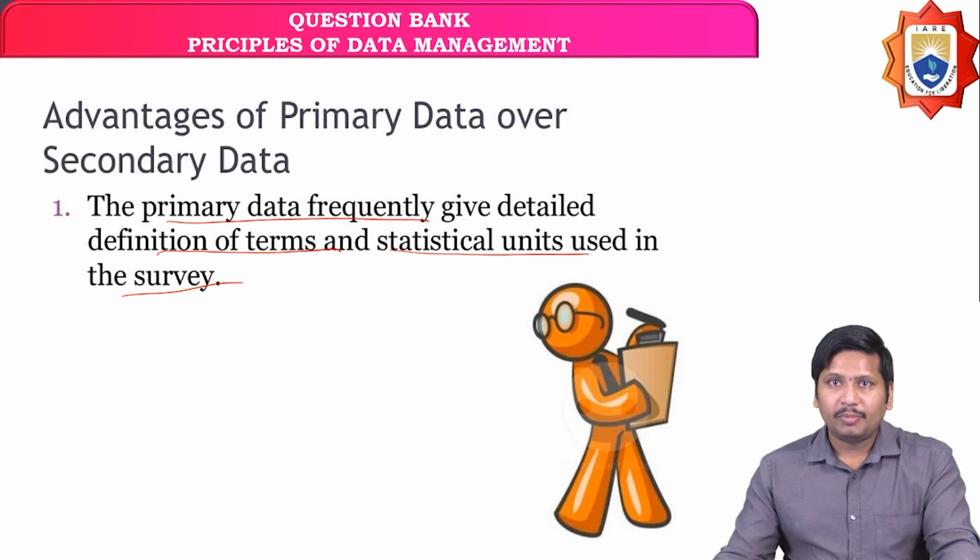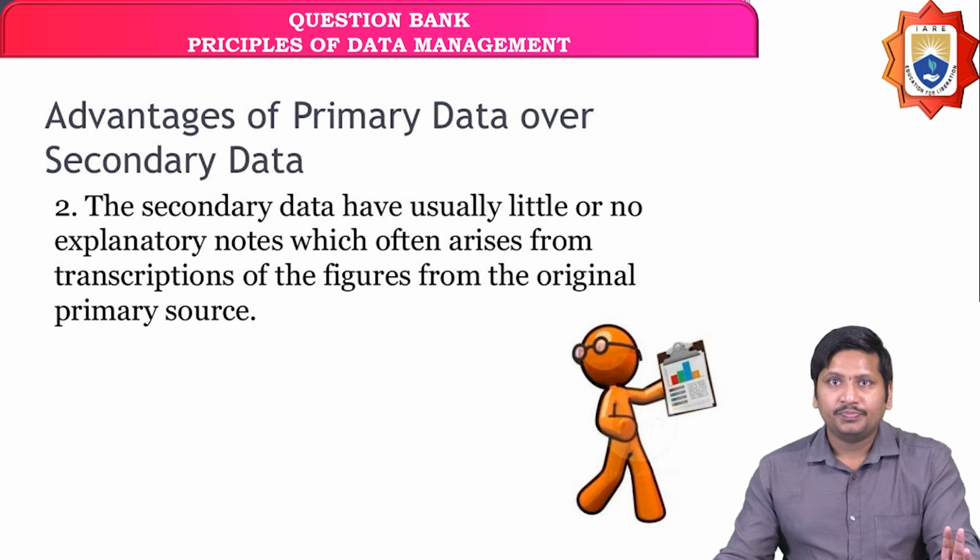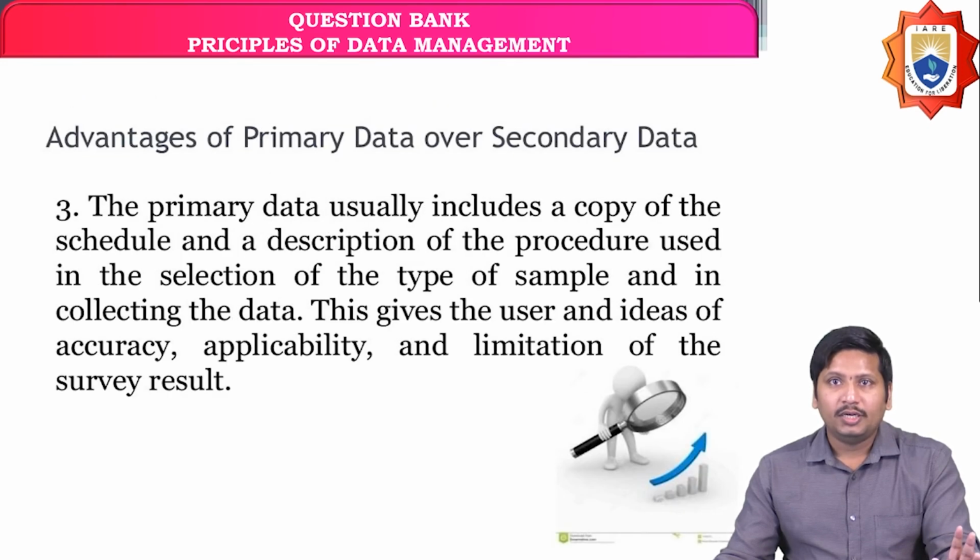The advantage of primary data over secondary data is that primary data give detailed information in terms of statistical units. Another advantage of primary over secondary is that secondary data usually have little or no explanatory notes available. And another advantage is that primary data include a copy of the schedule and the description of the procedure.